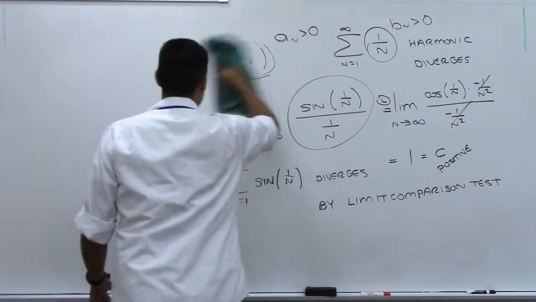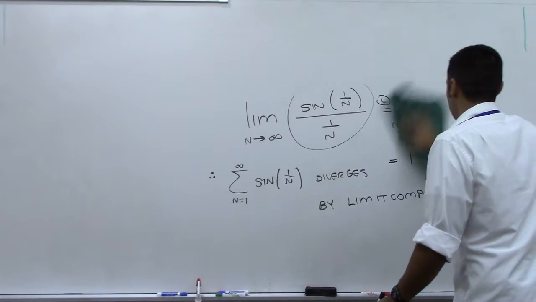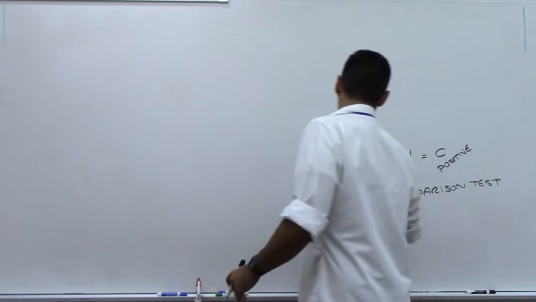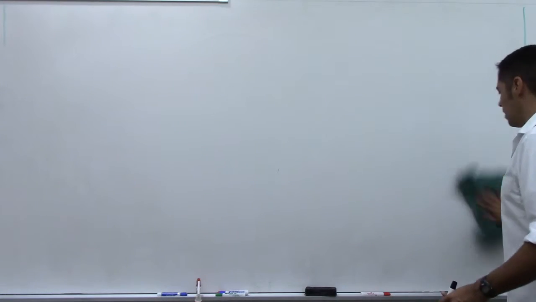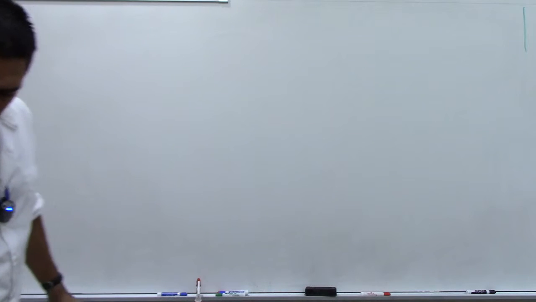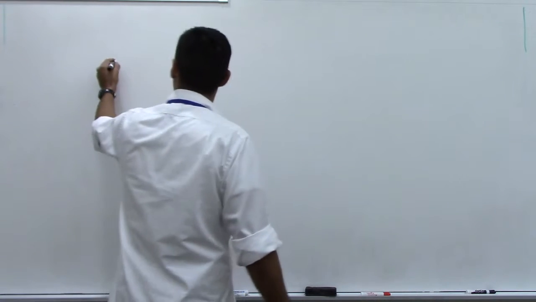So number 30 is going to be the same test. We're going to use the limit comparison test again. And then I think what I might do is go back and take a look at a couple of other problems you could have used the limit comparison test on. Let me do 30. Sum n equals 1 to infinity.